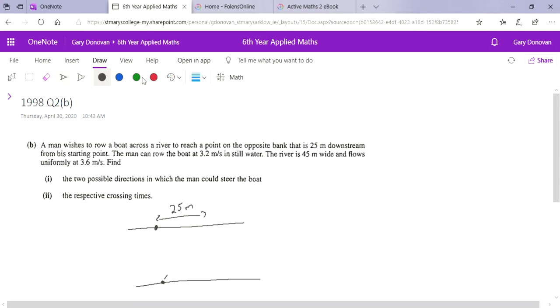So his overall velocity, he wants to kind of go in that direction. The river is 45 meters wide and the man can row the boat at 3.2 meters per second in still water. So watch the wording there. If that's what he can row the boat in still water, that's the velocity of the man relative to the river. So assuming the water isn't flowing, that's how quickly he can row. The river is 45 meters wide and flows uniformly at 3.6 meters per second. So the velocity of the river, VR, is 3.6 meters per second in this direction.